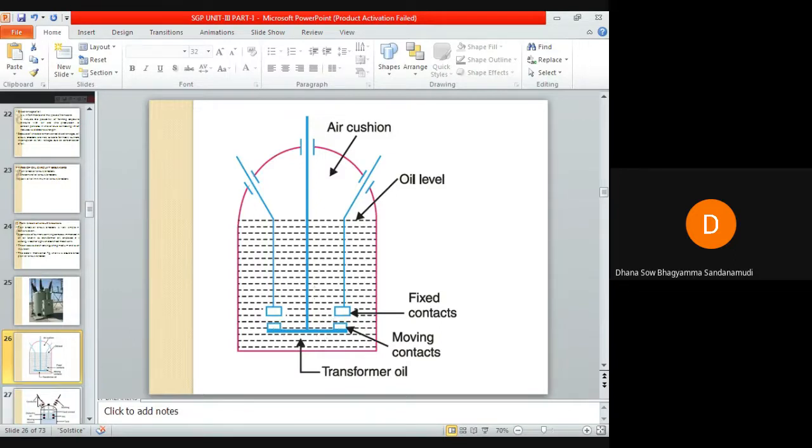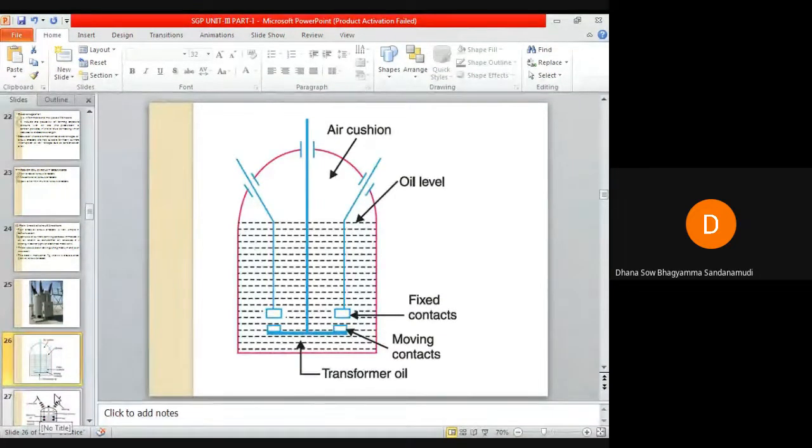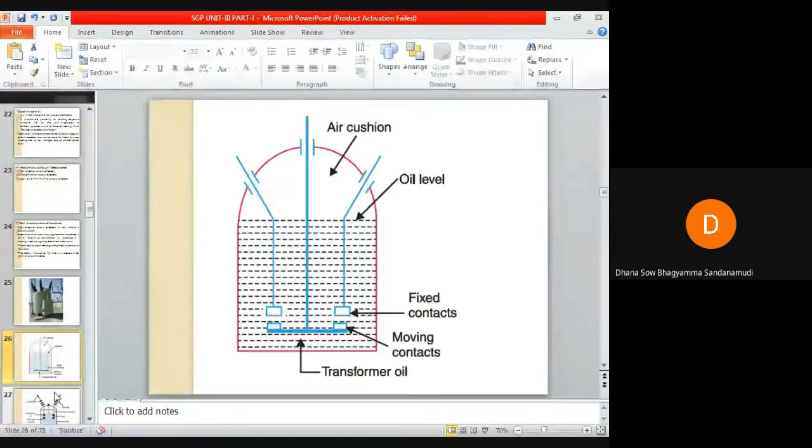So two arcs will be struck here if these contacts move apart. In this image it seems these two contacts are separated, but under normal operating condition, the moving contact will be in contact with the fixed contact. There will not be any gap between these two contacts; they will be in contact with each other.